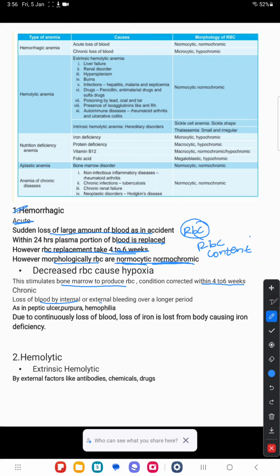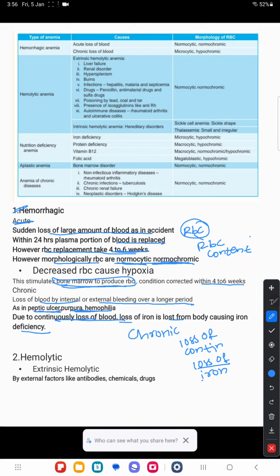Loss of blood by internal or external bleeding over a longer period, as in peptic ulcer, purpura, hemophilia. Due to continuous loss of blood, iron is lost from the body, causing iron deficiency. See, in chronic diseases like peptic ulcer and purpura, there will be loss of blood every day, continuously, for a longer period of time. This loss of blood will stimulate the bone marrow to produce RBC. But in this case, due to continuous loss of blood, there will be loss of iron.